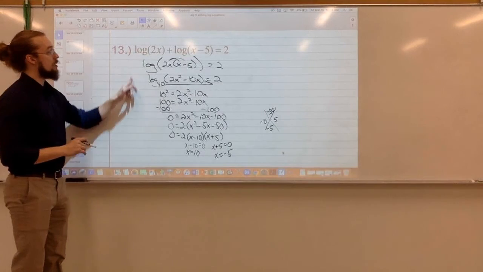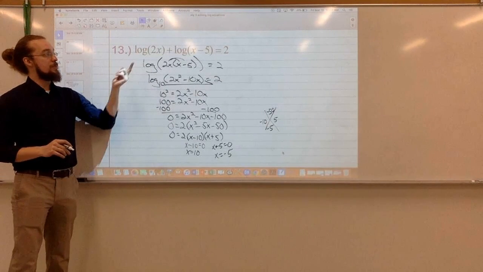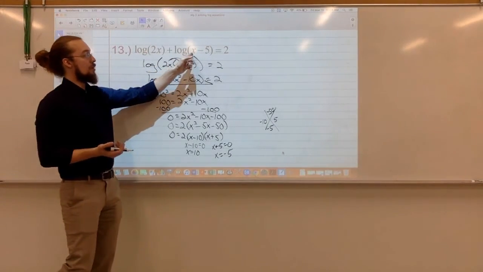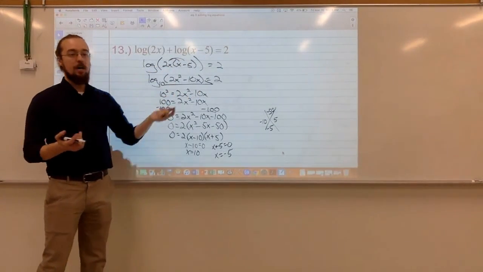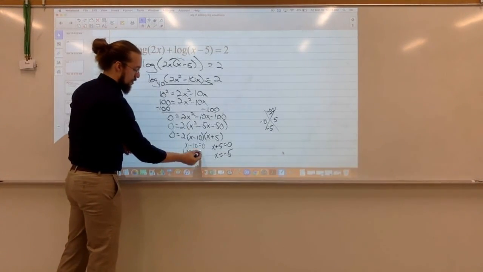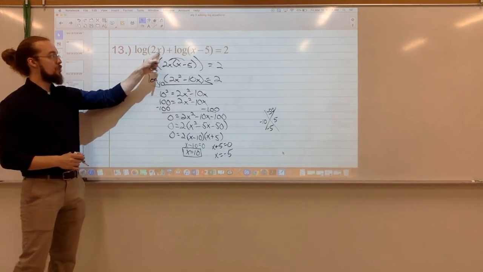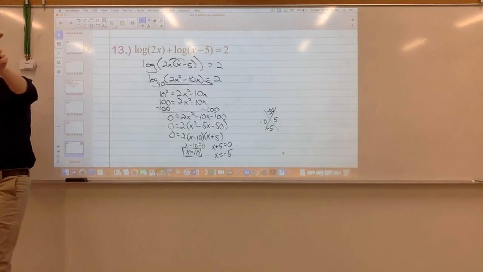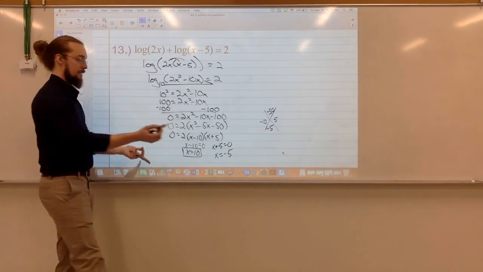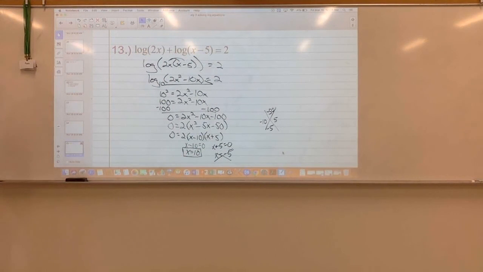So when I do that, if I plug in 10, I'll have log of 2 times 10 is 20, log of 10 minus 5 is 5. So that works, right? Both of those end up being positive. So 10 is a legitimate solution. If I plug in negative 5, 2 times negative 5 is negative 10. That's no good. So negative 5 is not an answer. That is an extraneous solution. So our only answer here is positive 10.